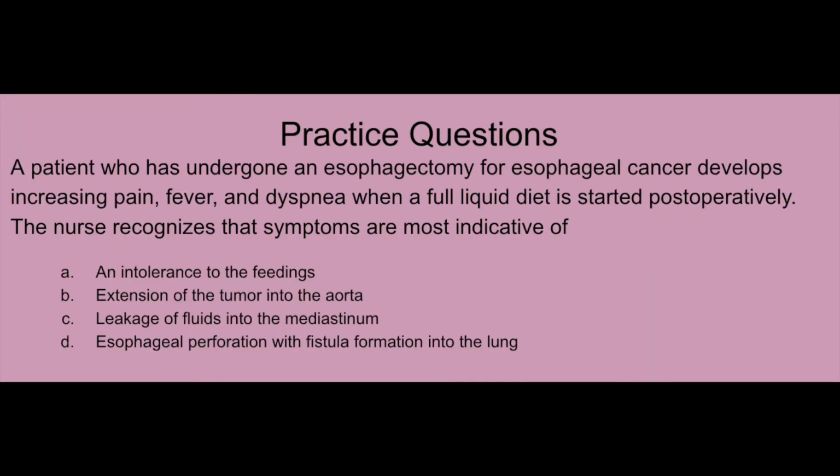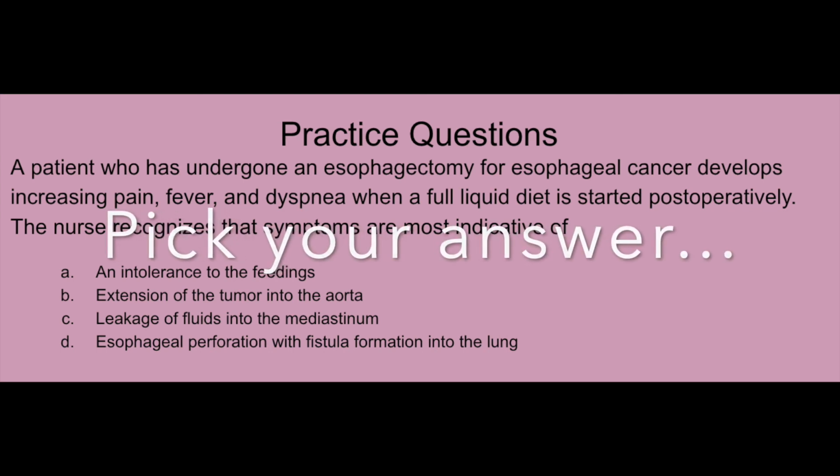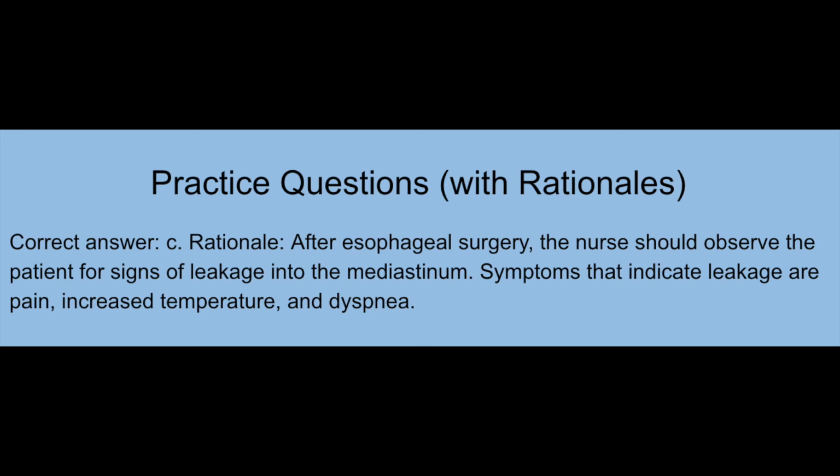A patient who has undergone an esophagectomy for esophageal cancer develops increasing pain, fever, and dyspnea when a full liquid diet is started postoperatively. The nurse recognizes that the symptoms are most indicative of: A. An intolerance to the feedings, B. Extension of the tumor into the aorta, C. Leakage of fluids into the mediastinum, D. Esophageal perforation with fistula formation into the lung. The correct answer is C. Please pause the video for more information.